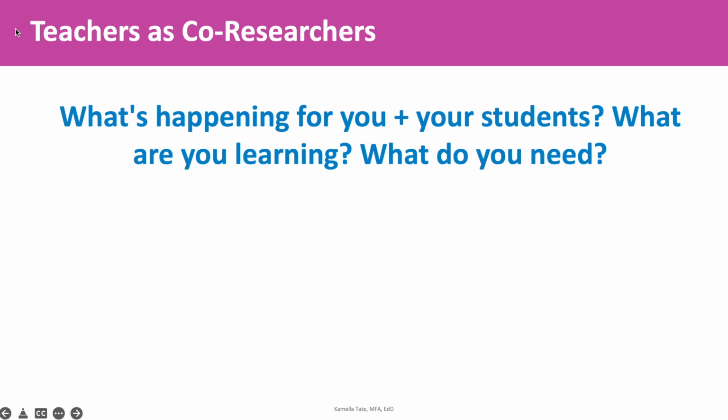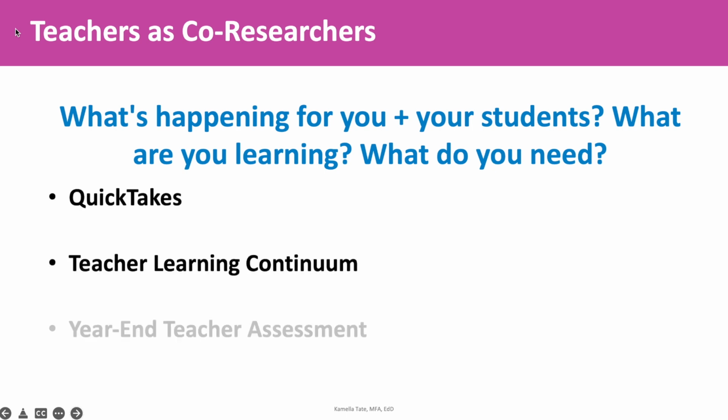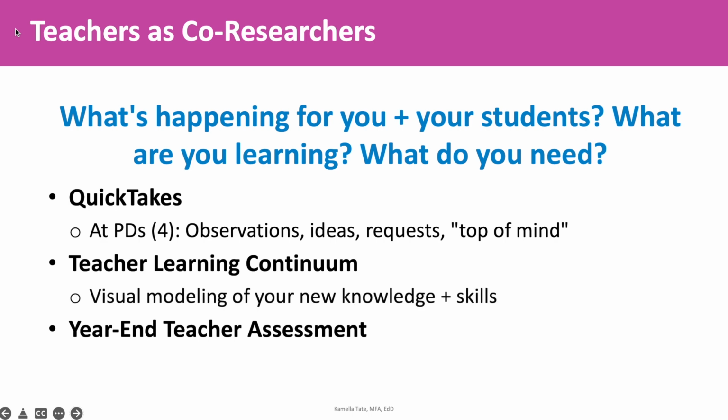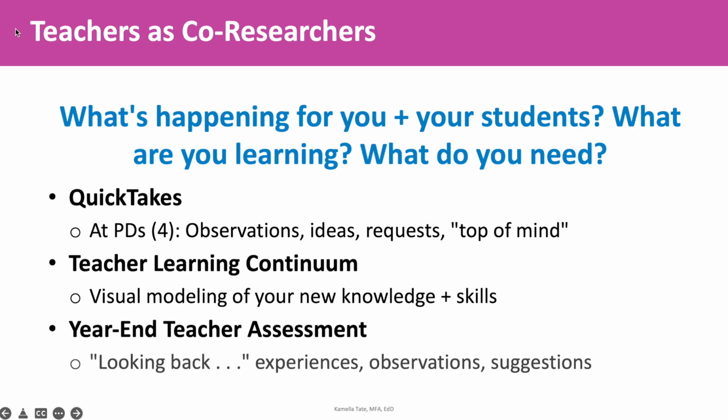Our second question, my favorite question, is what's happening for you? What are you learning? What do you need? We have three tools that we use to measure this. The first is quick takes, which you'll do 4 times a year at PDs, sort of your top of mind, what's happening right now. The teacher learning continuum we'll use to allow you to visually model where you are in terms of your knowledge and skills and tell us more about what you need to learn. And finally, at the end of each year, we'll ask you to take the year-end teacher assessment so you can tell us what happened for you during the year.